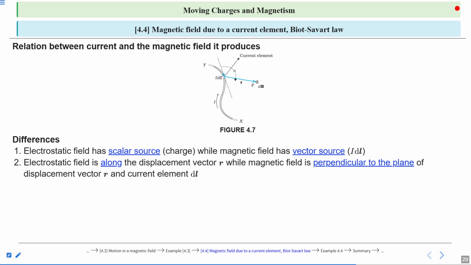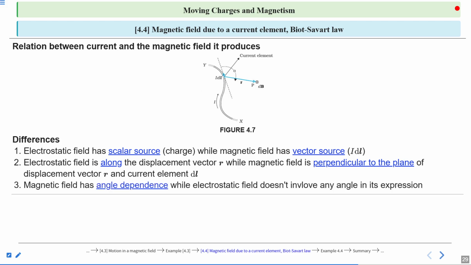Another difference: electrostatic field is along the displacement vector r. So electrostatic field is represented in the direction of r, along the displacement vector, but magnetic field is perpendicular to the plane of displacement vector r and current dl. Got it? We can represent the electric field direction by r cap, along the displacement vector r. But here the magnetic field is perpendicular to the plane of displacement vector r, and also perpendicular to the current element dl. Magnetic field has angle dependence.